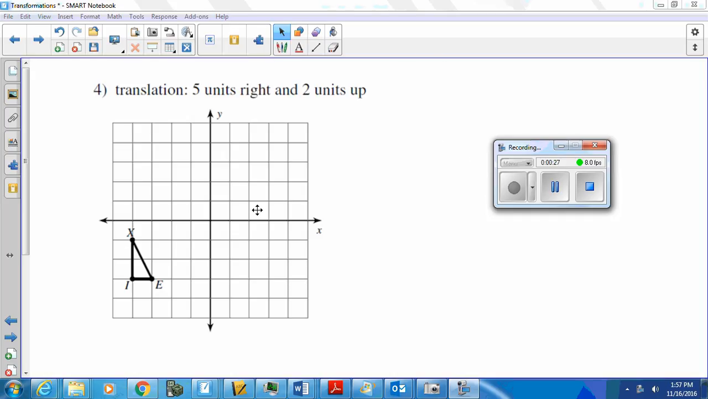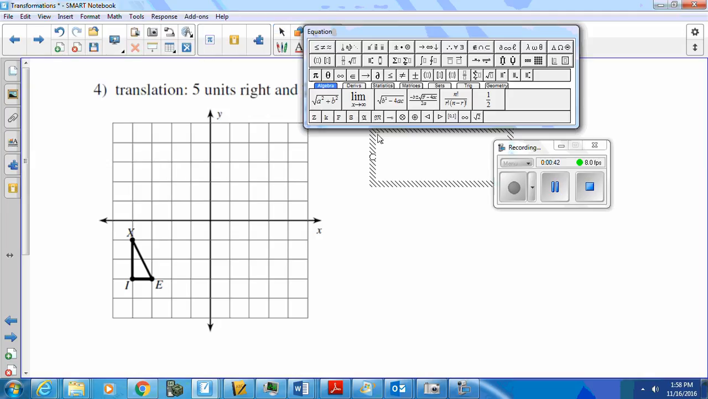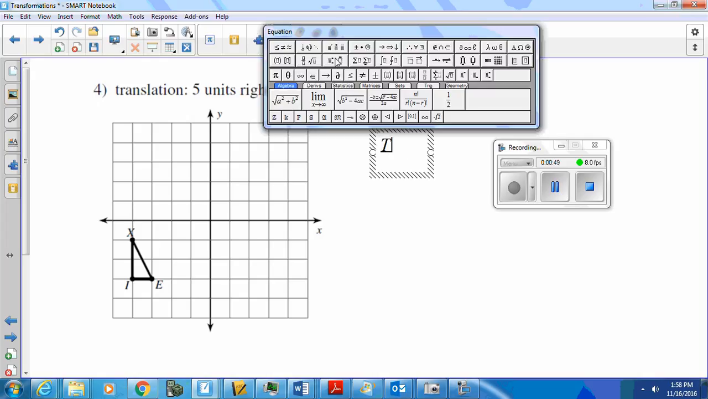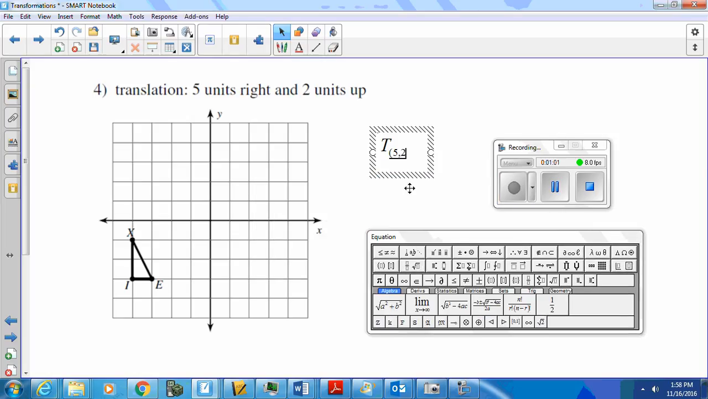Pretty self-explanatory. You take each point and you go 5 to the right, 1, 2, 3, 4, 5, and 2 units up. You could also see this this way. So this is another way it could be written. You could see it, T, and since it's 5 units to the right, it would be 5, and then 2 units up would mean a positive 2.